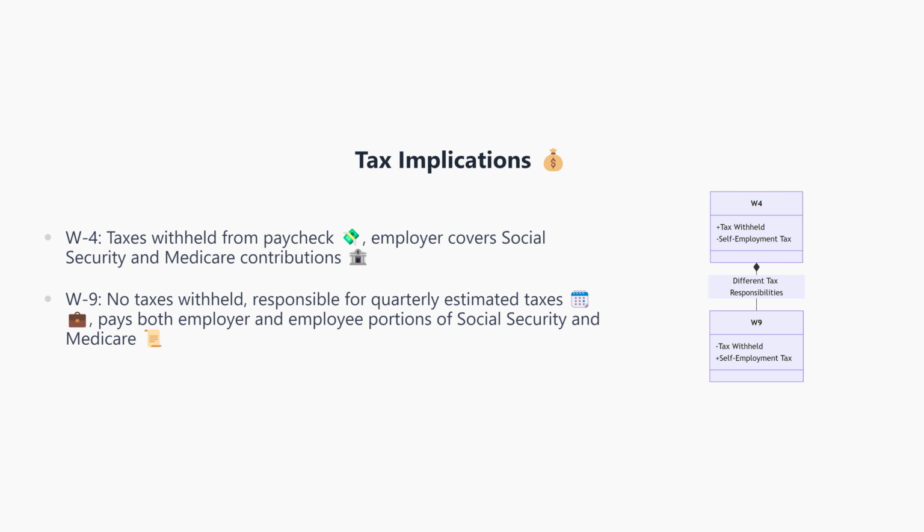For the W-9 form, however, no taxes are withheld, and you are responsible for paying estimated taxes quarterly. You are liable for self-employment tax, which is approximately 15.3% of net earnings, and you are responsible for paying both the employer and employee portions of Social Security and Medicare taxes. This distinction significantly affects your financial responsibilities.